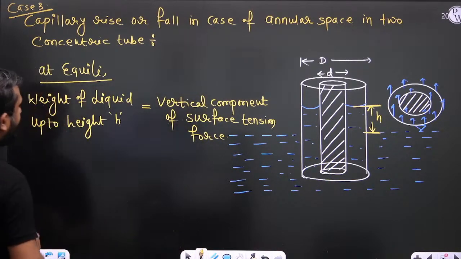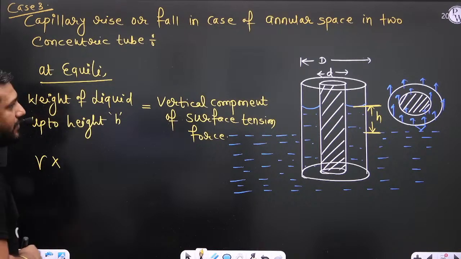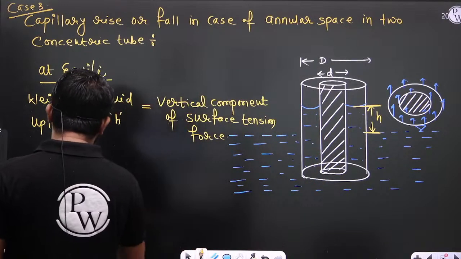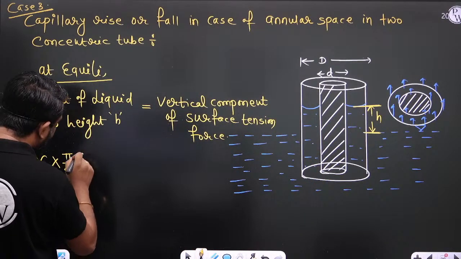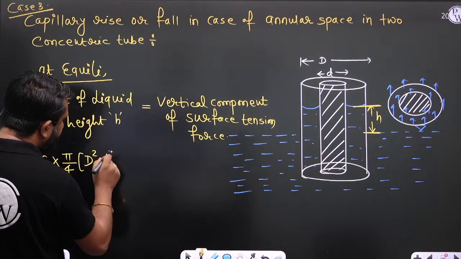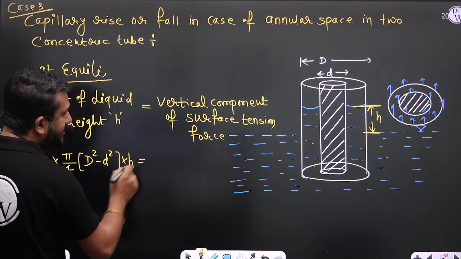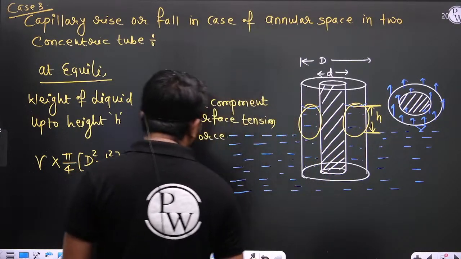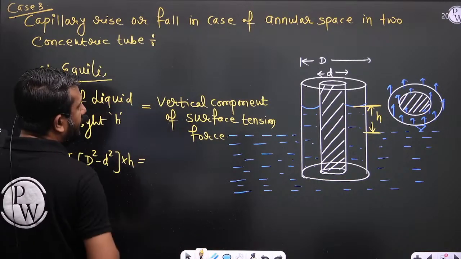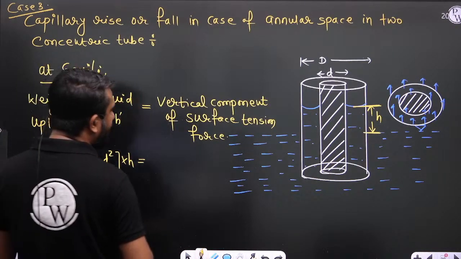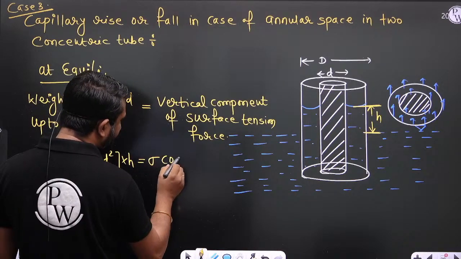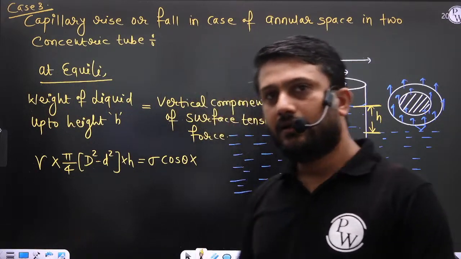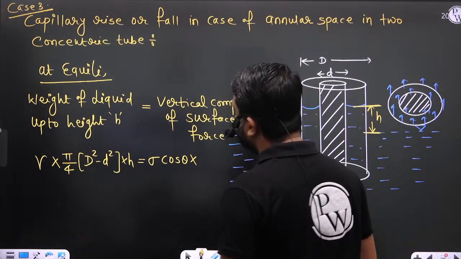So we can write the weight of the liquid up to height h. Weight density is gamma multiplied by the volume. And what is the volume? That volume is pi by 4 (capital D square minus small d square) multiplied by h. This is the volume of this liquid which rises up to height h, and this is equal to the vertical component of the surface tension force. So what is the vertical component? Simply this is sigma cos theta. Sigma cos theta is the surface tension, multiplied with the length.